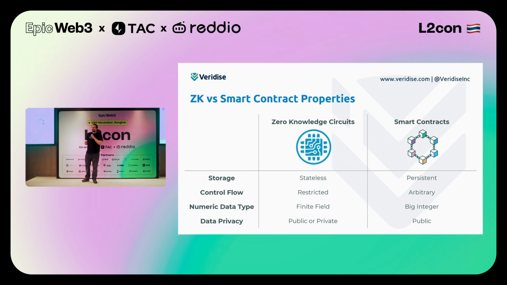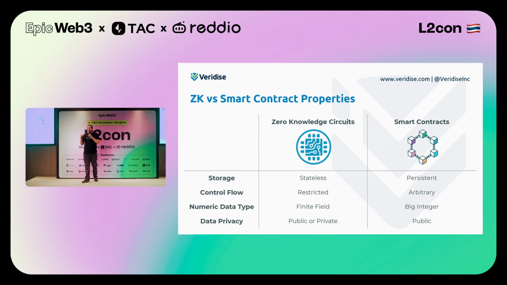On top of that, ZK circuits have very restricted control flow, which means that at the end of the day, all computation performed in the ZK circuit has to be straight-lined. And so as a result, there are restrictions and workarounds that people have to perform when they're developing applications in ZK. Smart contracts, on the other hand, allow arbitrary control flow. As all of you know, really you're only inherently limited by the amount of gas that's being consumed.